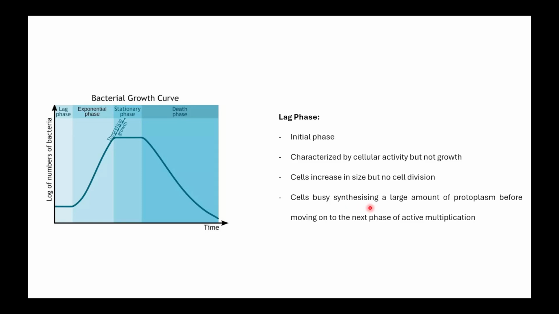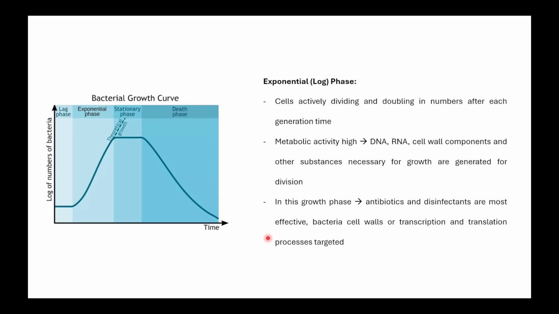And cells are actually busy synthesizing a large amount of protoplasm before moving on to the next phase of active multiplication. Next, when they're actually dividing, this is the exponential phase or the log phase. Okay, now what happens in exponential or log phase? Cells are actively dividing and doubling in numbers after each generation time.